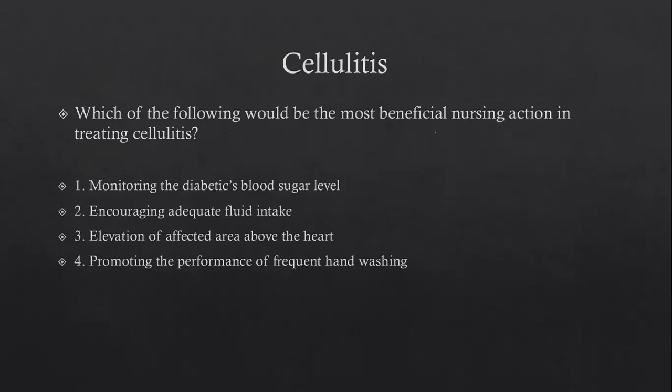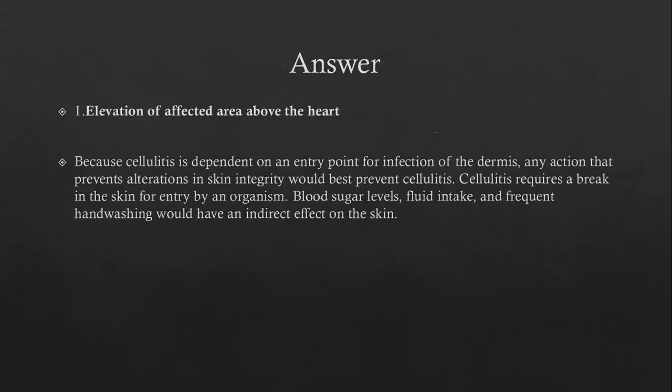Which of the following would be the most beneficial nursing action in treating cellulitis? Monitoring the diabetic blood sugar level, encouraging adequate fluid intake, elevation of the affected area above the heart, or promoting frequent hand washing. Let's see. Elevating the affected limb above the heart. Because cellulitis is dependent on an entry point for infection of the dermis, any action that prevents alterations in skin integrity will best prevent cellulitis. It requires a break in the skin for entry by an organism. So blood sugar levels, fluid intake, and frequent hand washing would have only an indirect effect on the skin.